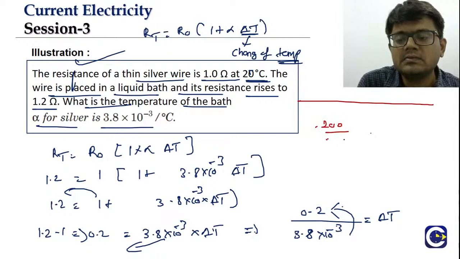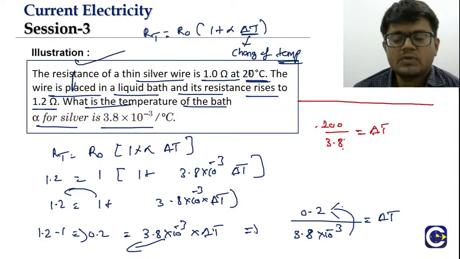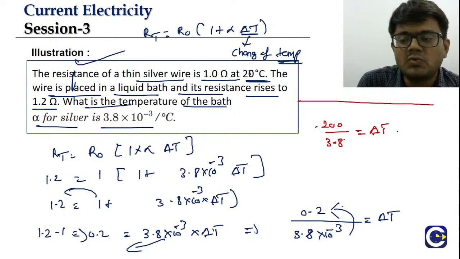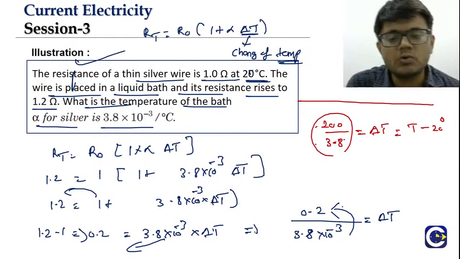200 by 3.8, that is our delta T value. Okay, so 200 by 3.8 will give us what? The delta T. Delta T is the change in temperature, which means the final temperature T minus the initial temperature 20. So now what should we do? We should do 200 by 3.8.